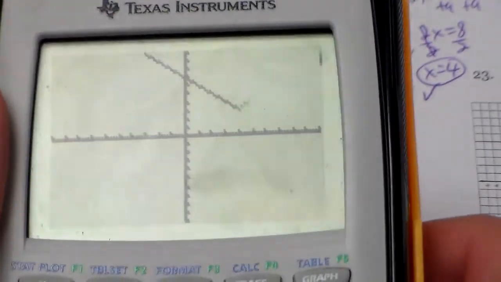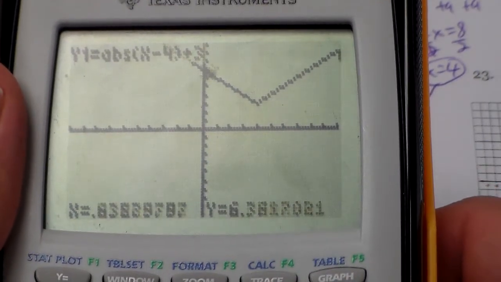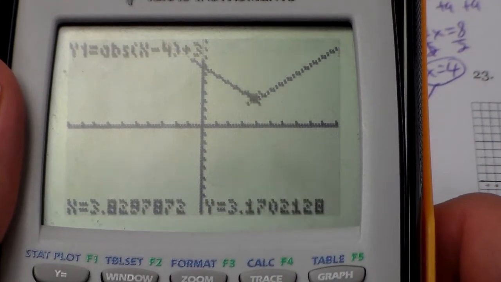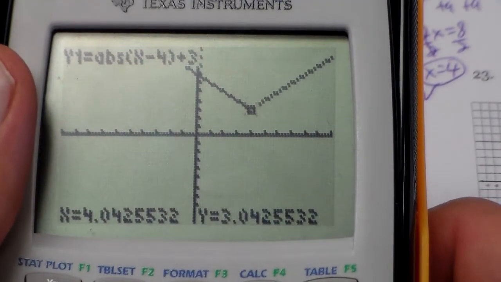Zoom 6. Everyone say zoom 6. So there, we can see it. There it is. If we push trace, you can see the vertex is a shift to the right 4, and then up 3, approximately. Awesome. Okay, so that's how we do it with the graphing calculator.